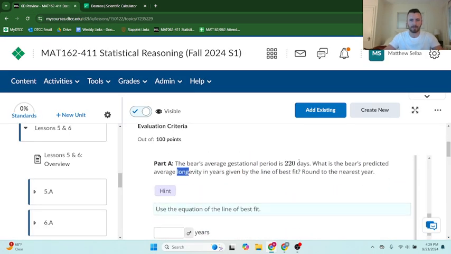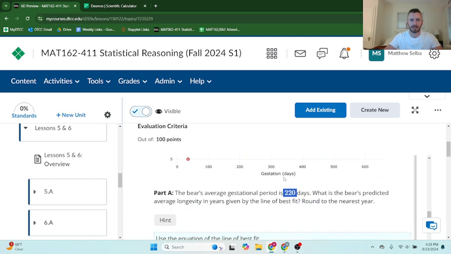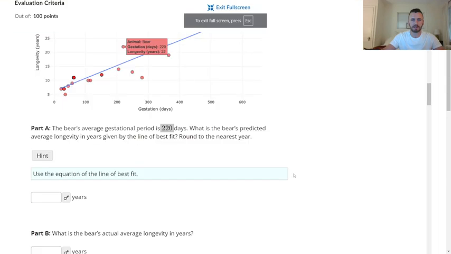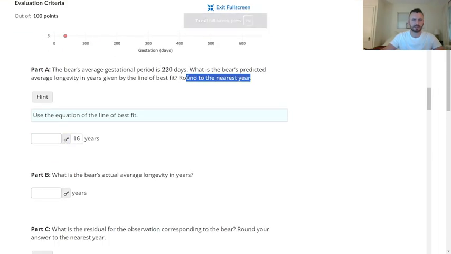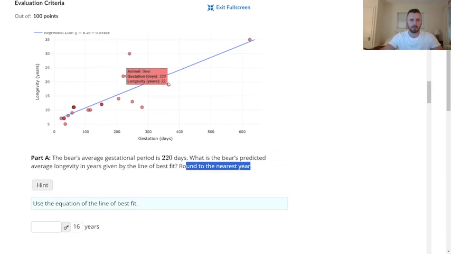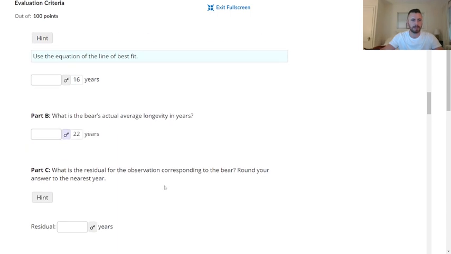Now, it says 220 days, and if you look at the x-axis, the x-axis has days on it. So we're going to plug 220 into that x value, and we get 16.168. If I round to the nearest year, like it said, we get 16 years. Now, the actual longevity is given to us in the problem. The actual longevity was 22 years, because that's what it gave us in that little box here. So we're going to type in 22, and that's the answer.